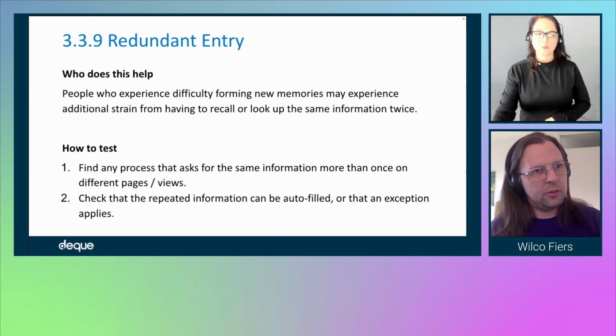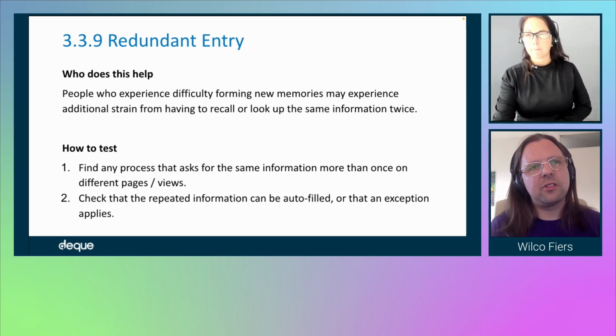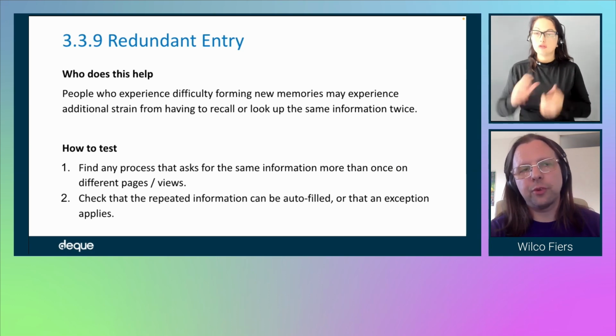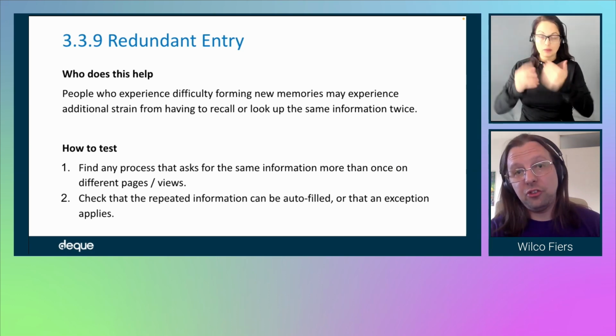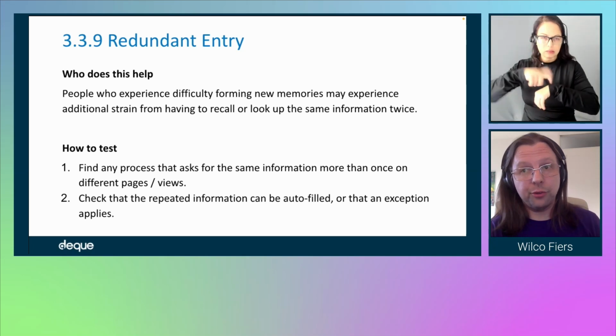How to test for this? Find a process that asks for information more than once, and then check if that information can be auto-filled.